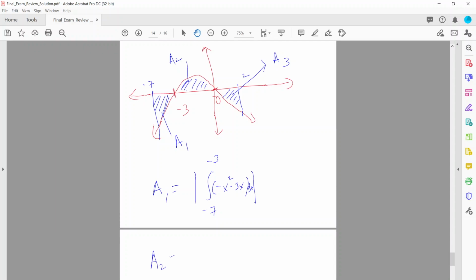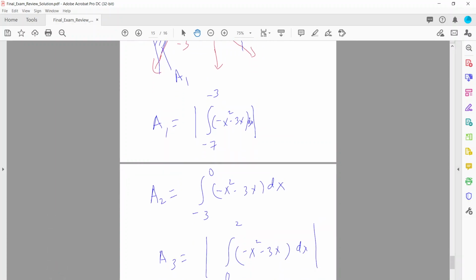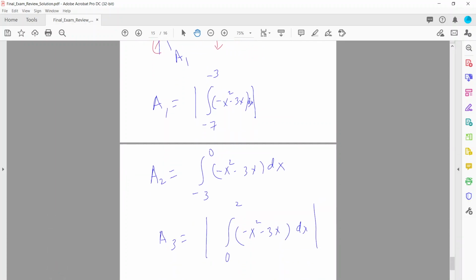For A2, you don't have to use absolute value because it's already above the x-axis. Find the integration from negative 3 to 0 of the very same function. And then finally A3 is that integration from 0 to positive 2, because eventually this integration will be negative, you have to make it positive, and you just have to add these three areas A1, A2, A3.